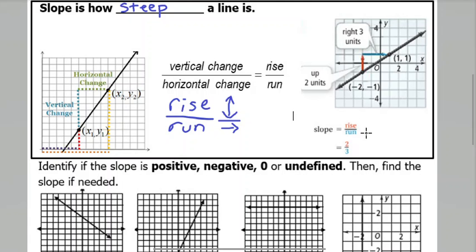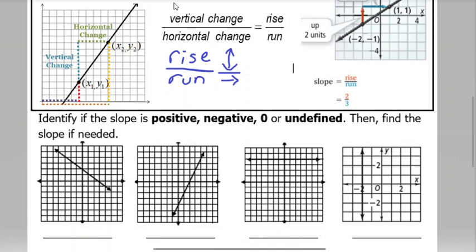So slope is a constant number. If I wanted to find my next point from this point, I could also go up 2 and then over 3 and get my next point on my line. Slope is a constant, it doesn't change, and how to get from one point to another is always the same. It's always going to be the rise over the run, or the vertical change over the horizontal change.